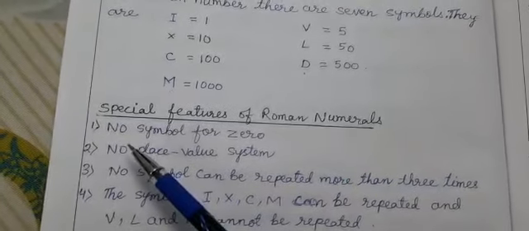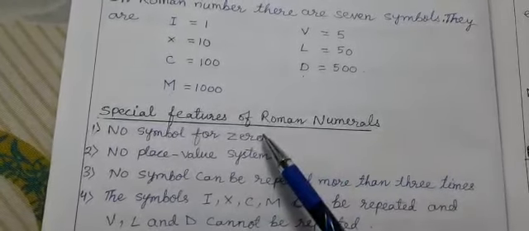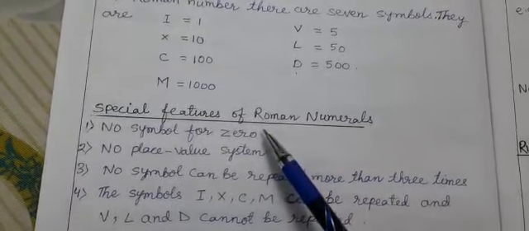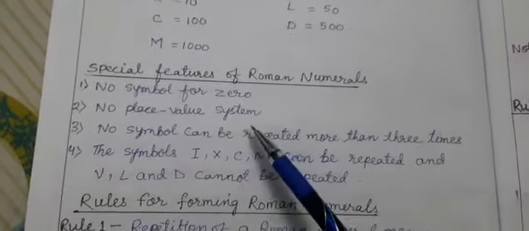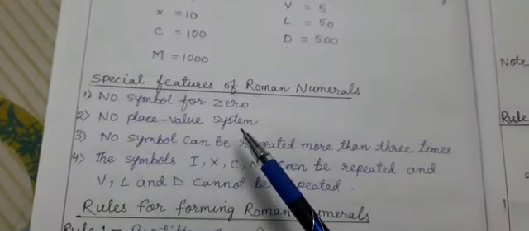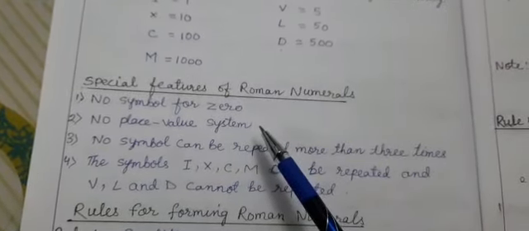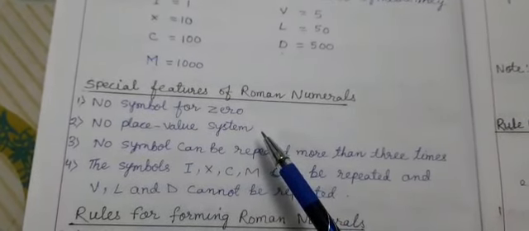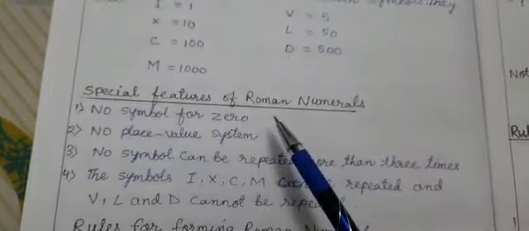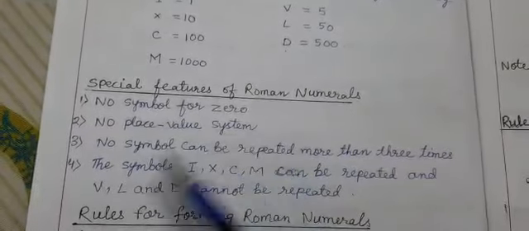First one is, no symbol for 0 is given in Roman numerals. Then, there is no place value system in Roman numerals. In Hindu-Arabic numerals, there are 2 place value systems, one is the Indian system and the second one is the international system. But in Roman numerals, there is no place value system.